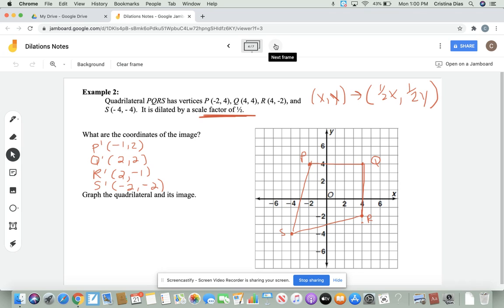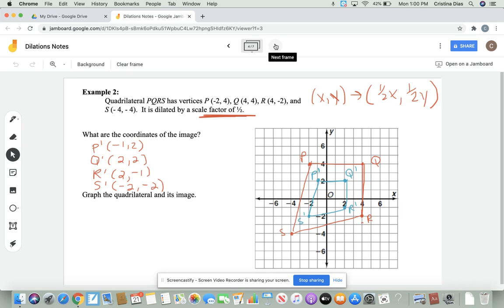And now we need to create our image figure, so I'll choose a different color. So P prime is -1, 2. Q prime, 2, 2. R prime is 2, -1. And S prime, -2, -2. Okay, so now let's connect our image points. And here we have our image figure.